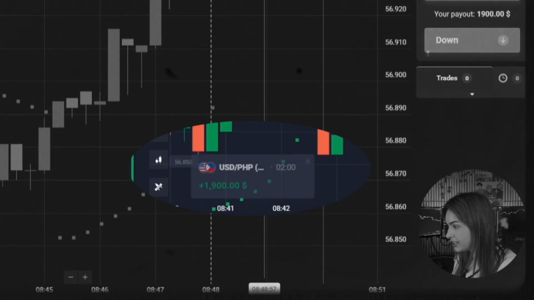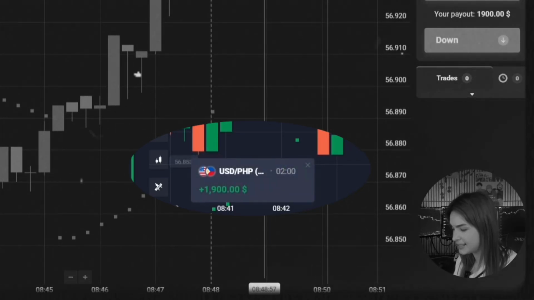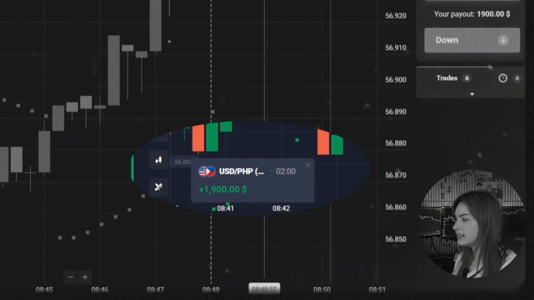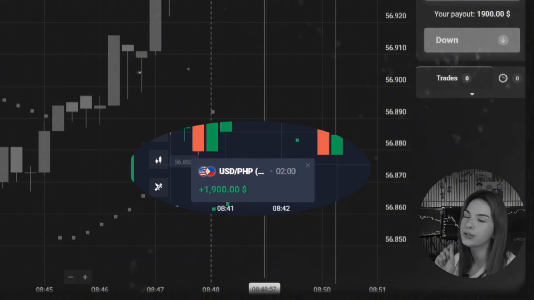Guys, we got the profit here. This is what it means to stick to a strategy and trade by the system, not by luck. Guys, this is my approach. Wait for the right setup and take the profit from the broker.